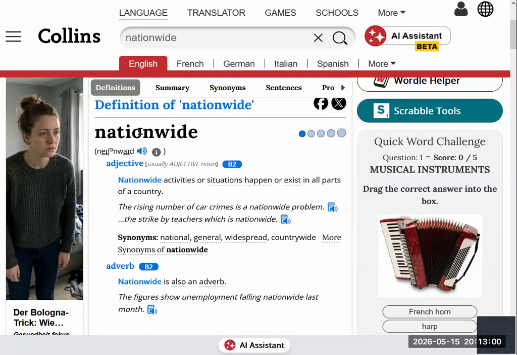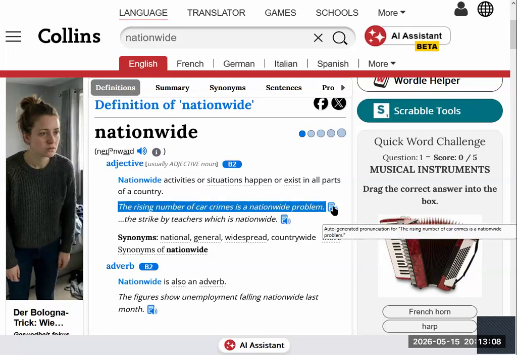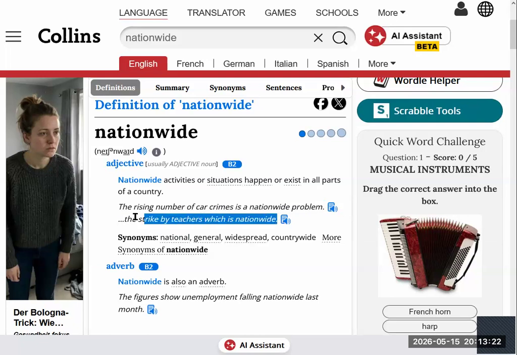She's looking at this word nationwide, isn't she? That lady there. An example sentence is this one here. The rising numbers of car crime is a nationwide problem. So it's a problem everywhere in our country. And the last one says the strikes by teachers, which is nationwide. So there's a nationwide teachers' strike. They're saying it means as a synonym general, widespread, country. Countrywide is another way of putting it, isn't it? So rather than nationwide, it's countrywide.